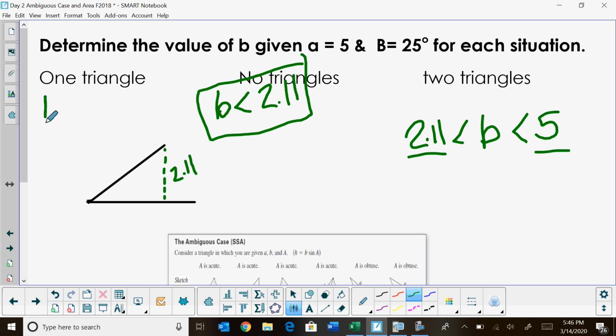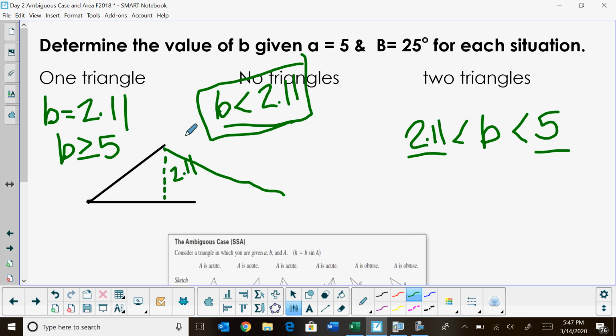Okay? So for one triangle, we said B could be equal to the height and create a right triangle, or B would have to be greater than or equal to 5 to create the isosceles, or this longest side. If B is less than the height, then it's not going to create a triangle. But if B falls between the height and this opposite side, then that creates the swing arm, and we have two scenarios. So hopefully that kind of helps you see that scenario.